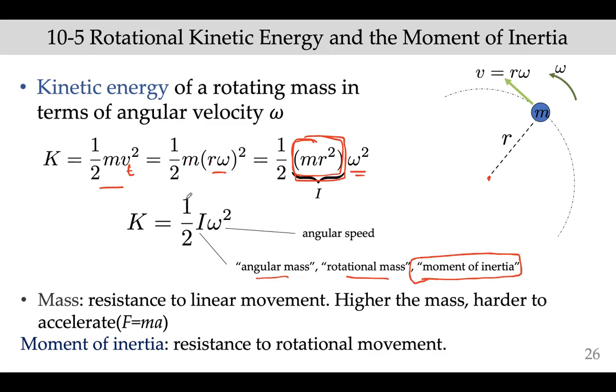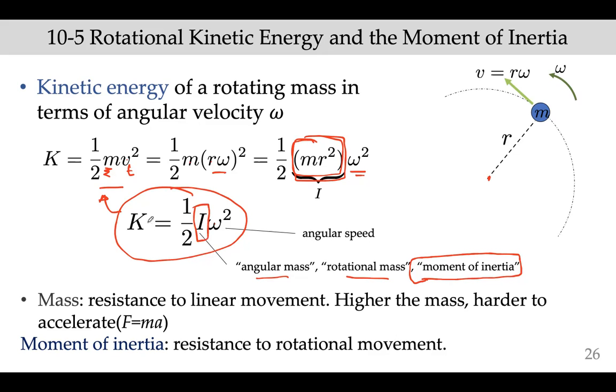So now the kinetic energy due to rotation looks like the linear kinetic energy, except that instead of linear speed, we have angular speed, and instead of m, now we have a new definition, which is I, the moment of inertia.